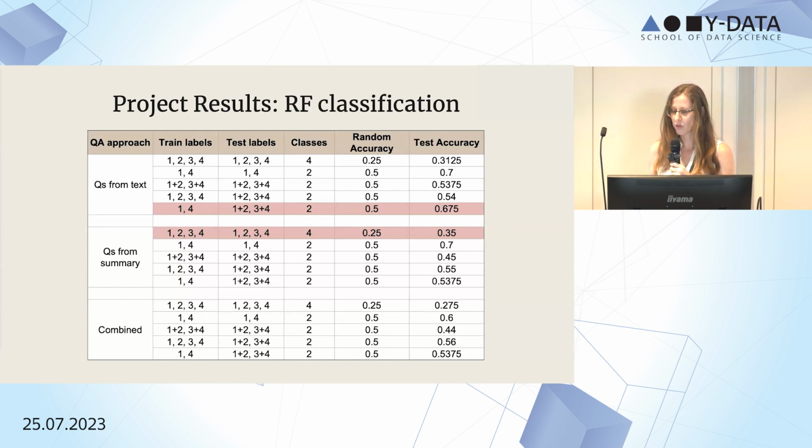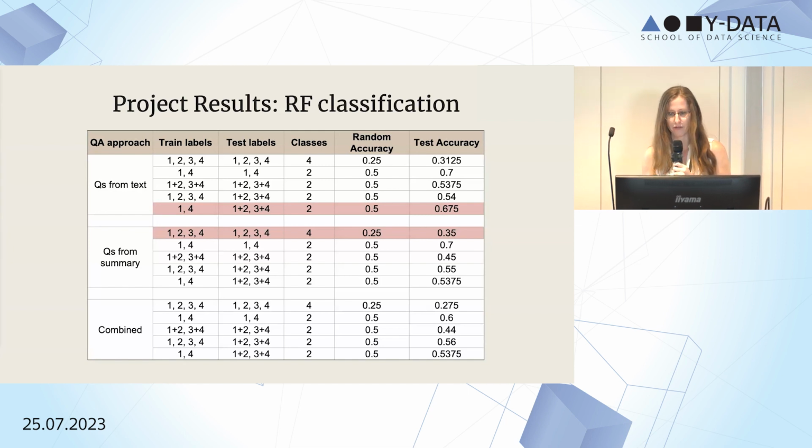For the binary case, we tried a few different training methods, including training on all the data divided to good or bad, where labels 1 and 2 are good and 3 and 4 are bad. Also testing on that division. But we also tried training on the 4 original labels, testing on good and bad. And finally, we tried training on samples from only label 1 and 4, the extreme labels, testing on all the data divided to good and bad. And you can see here, the best performing model in this case was based on questions from the text and got a test accuracy of 67.5.